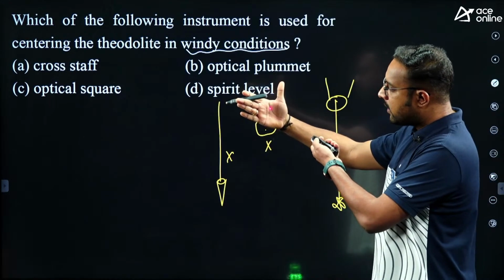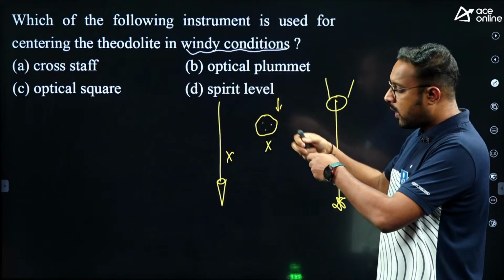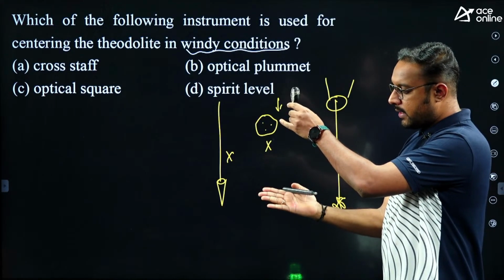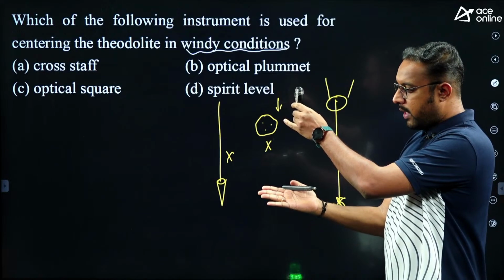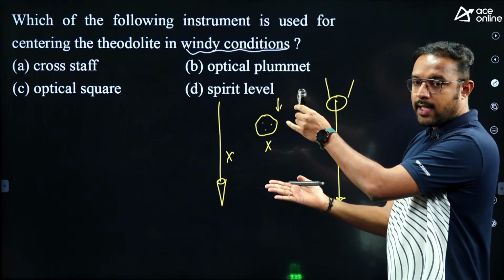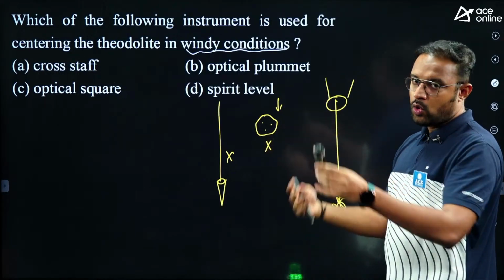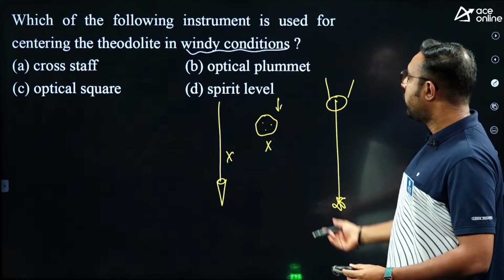We take the help of a laser pointer. So like this, you see, this is a laser pointer. So at the bottom of the instrument, this laser pointer will be there and it will be hitting the surface like this. So like this, it will try and show. This is what we call the optical plummet. So the advantage is, even if wind is there, no problem is there. Right. So do we have the answer?